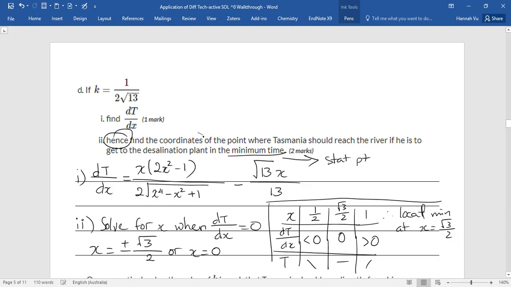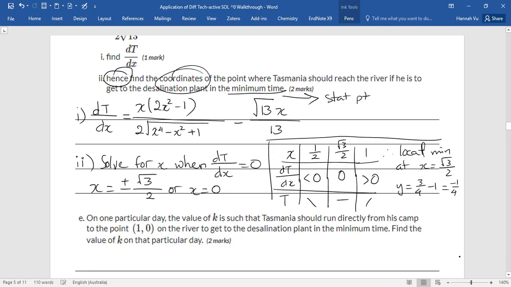And we need the coordinate, so we just need to find the y value. So y will be just square this minus 1. So 3 over 4 minus 1, which is negative a quarter. Okay, probably should have given more room. So the answer is square root of 3 over 2 and negative a quarter.